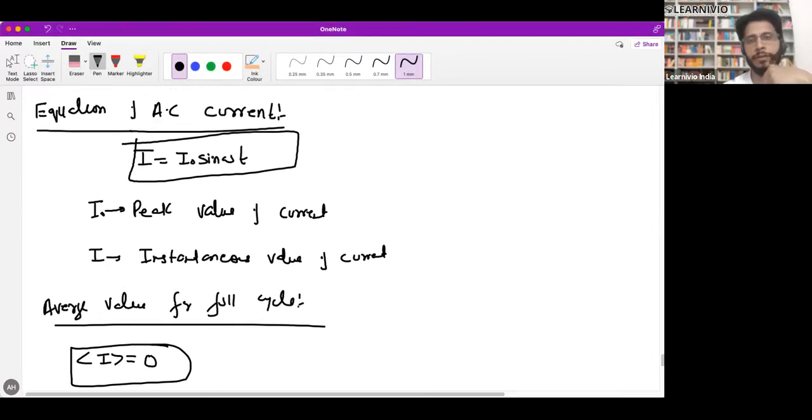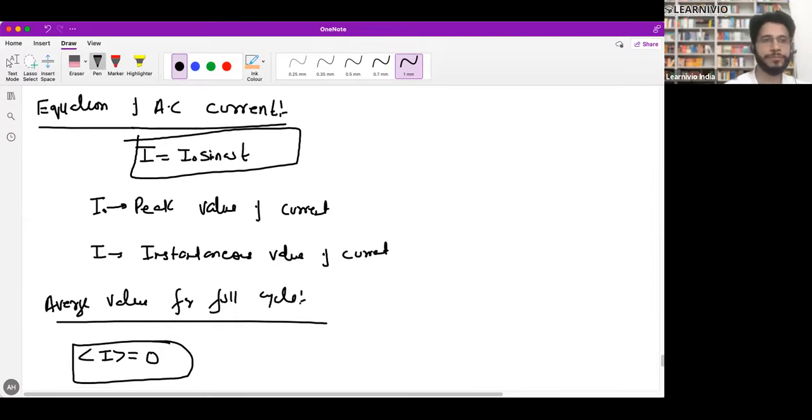Shahzada, are you getting it? See the logic behind this. AC is a variable current. It changes continuously. So when a thing changes, we prefer to calculate various types of averages. We're calculating 3 types of averages: average for full cycle, average for half cycle, and RMS. RMS is also a type of average. Basically statistics, nothing else.